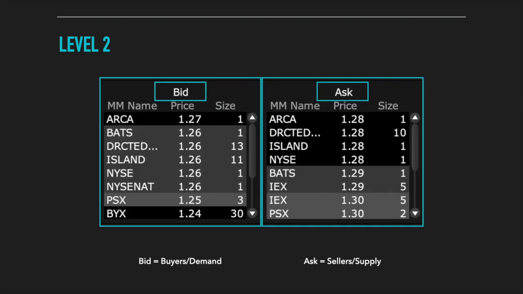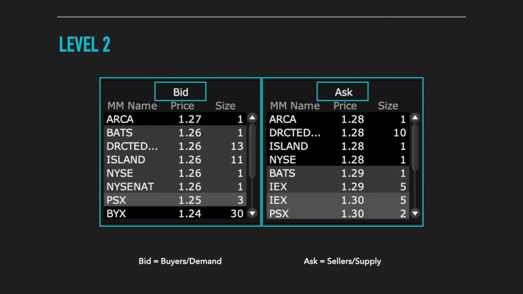Okay, so the main things that make up the level 2 are really split up into the left side and the right side. On the left side we have all of the bids, and on the right side we have all of the asks. The bid is going to be the buyers, and that represents the demand for the stock. On the other side of the spectrum, the ask represents all of the sellers, and that's going to tell you the supply for that stock in real time.